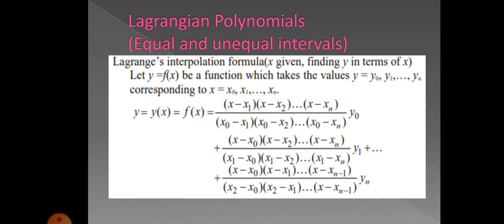And similarly, along with these x values, you have to take y naught also. In the first case you multiply with y naught, and in the second case you multiply with y1. Like that it goes on up to yn. This is the Lagrangian interpolation formula. It's very easy to remember also.